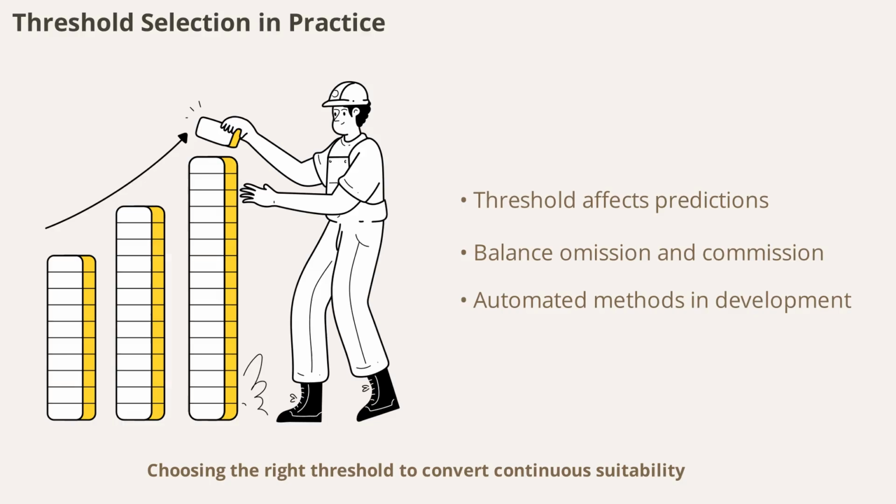Choosing the right threshold to convert continuous suitability maps into binary predictions is a key challenge. The optimal threshold depends on the application, data quality, and the balance between omission and commission errors. Researchers often use statistical rules or expert judgment to set thresholds, but developing automated, data-driven methods remains an active area of research.